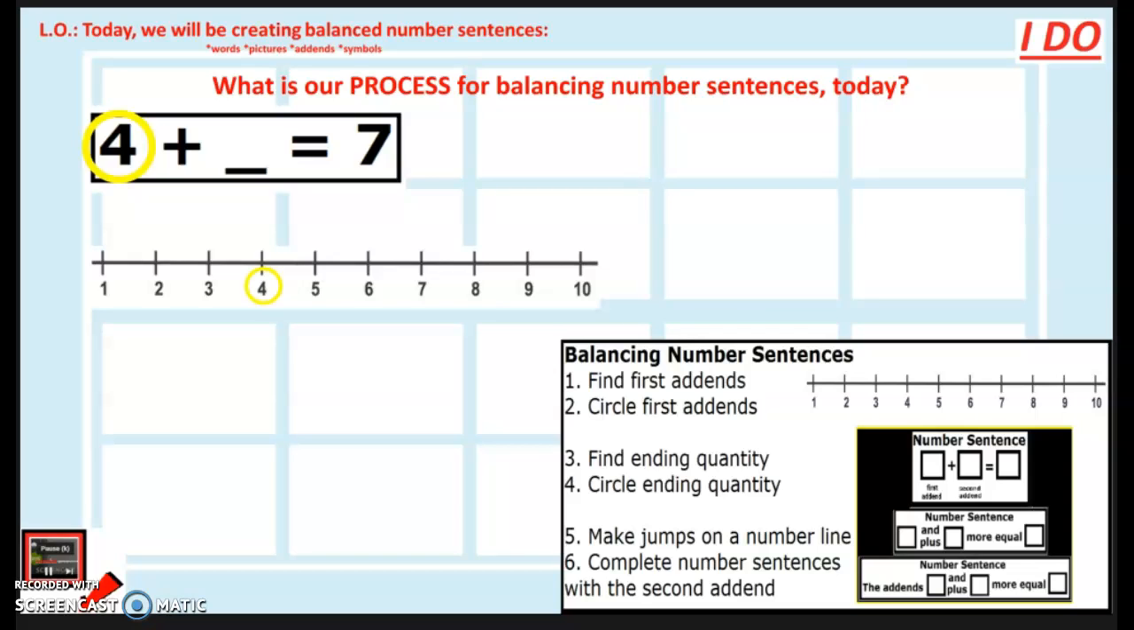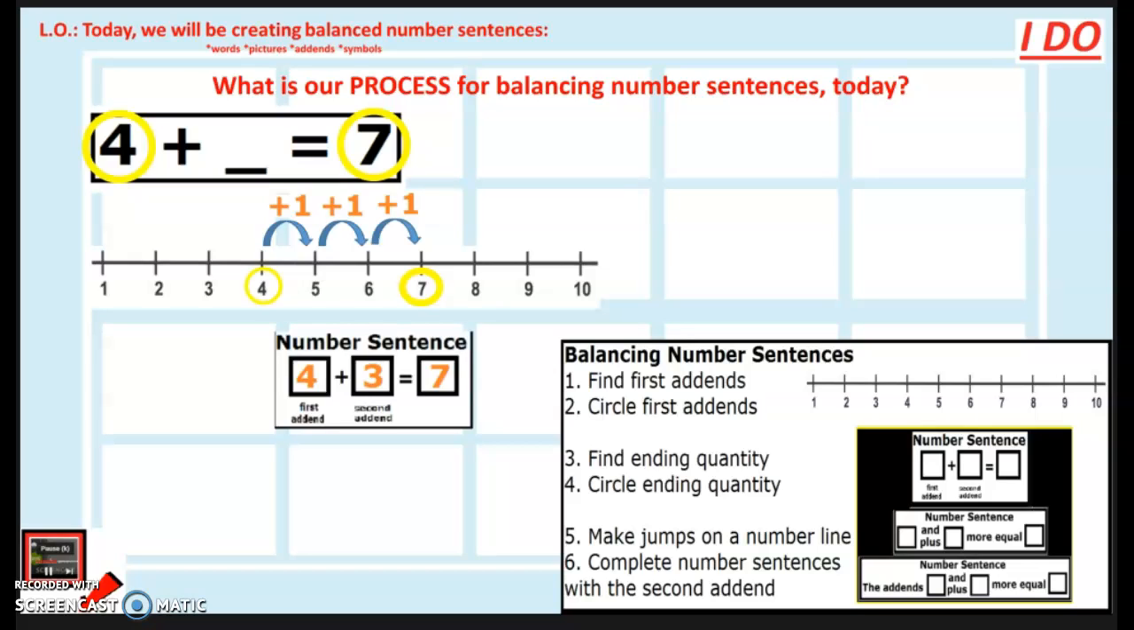From there, we're going to find the ending quantity, circle it, and find it on the number line also. We're going to make our jumps. There's the first jump, the second jump, and then a third jump. If you notice, 4 going to 7, we need 1, 2, 3. We need 3. So 4 plus 3 equals 7.